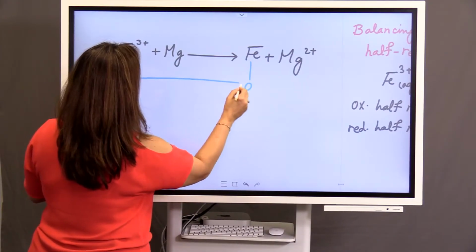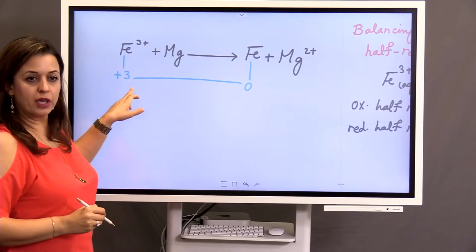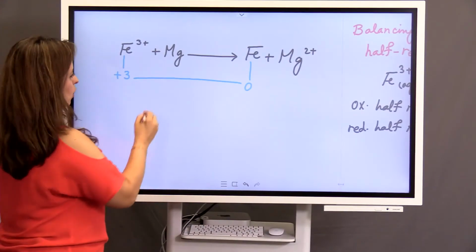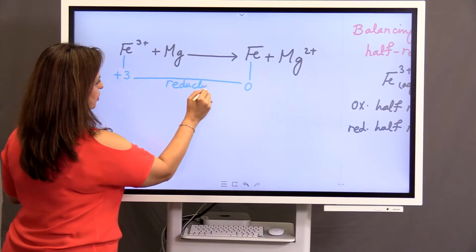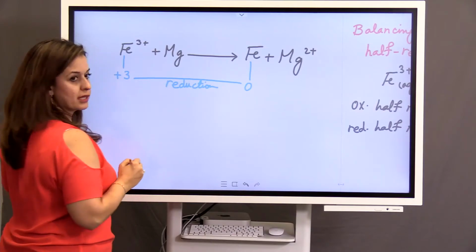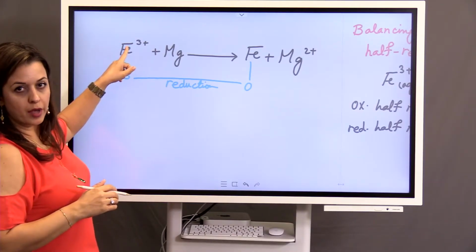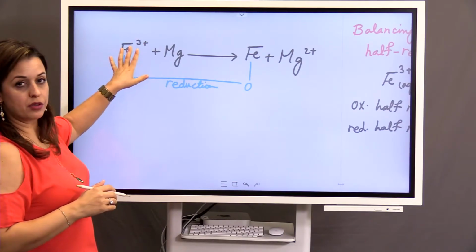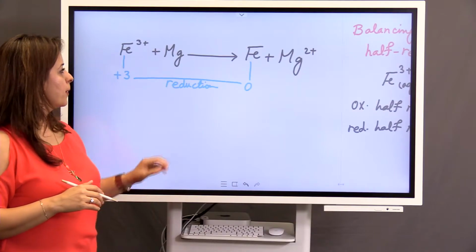So the oxidation number reduced from 3 to 0. So this is reduction. The oxidation number reduces, means Fe ion gained 3 electrons to change to elemental iron.